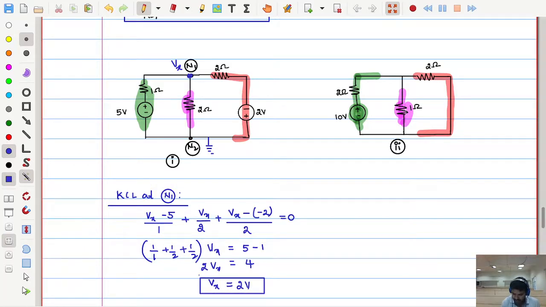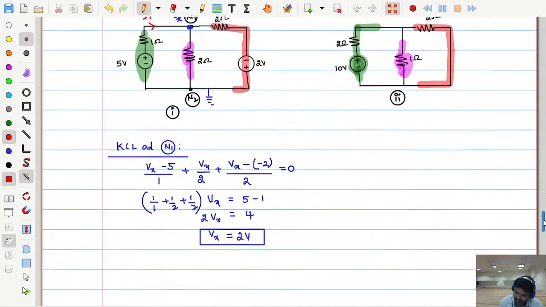Now once Vx is known, I can make the calculations directly in this way. This branch current I will write directly, see here. Vx is 2, so this voltage is higher than this, so current will flow in this way as (5 minus 2) by 1. Yes or no? This branch current, let us say, is I1. How much is I1?